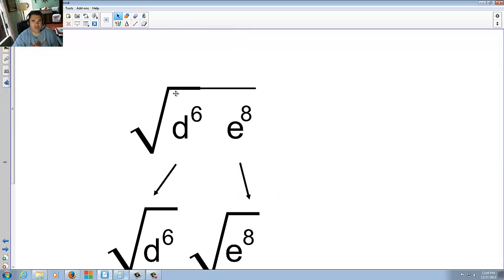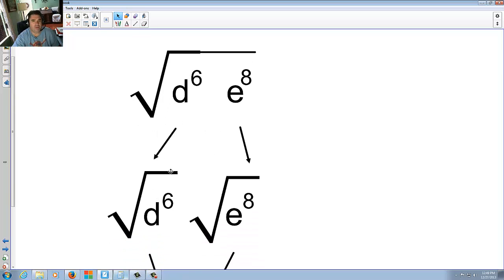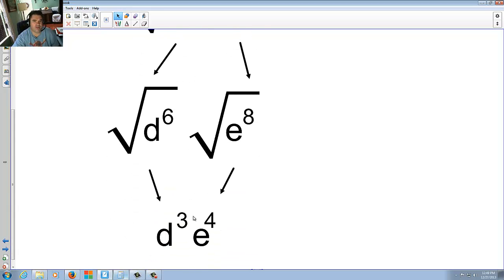Let's go ahead and try another here. D to the 6th, e to the 8th. We're going to split them apart. D to the 6th over here being rooted, e to the 8th being rooted here. Basically, you're dividing the exponents by 2. So 6 divided by 2 is 3, so it becomes d to the 3rd, and 8 divided by 2 is 4, so it becomes e to the 4th.